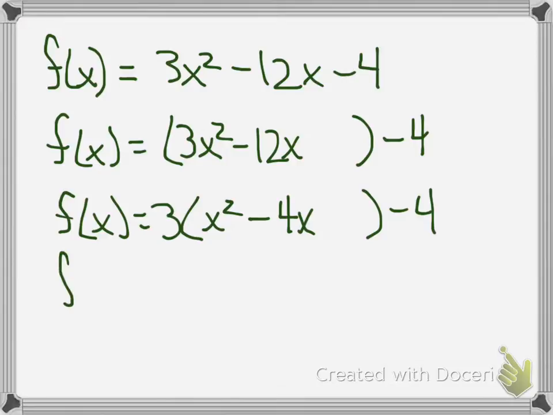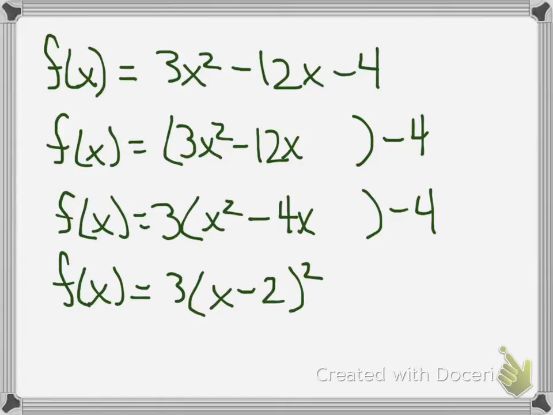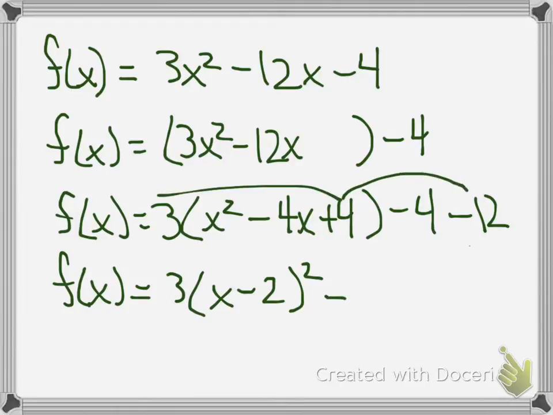Then again, my next step is put parentheses 3, parentheses x. Because of the minus 4, I'm going to put a minus here inside that parentheses. Notice how there's a minus and then there's that square. 4 divided by 2 is 2. 2 squared is 4. 4 times 3 is 12, but again, positive here, negative there, outside the parentheses. And then negative 4 minus 12 is negative 16. So then my vertex for this one would have been positive 2, negative 16. And there you go. And that's it.